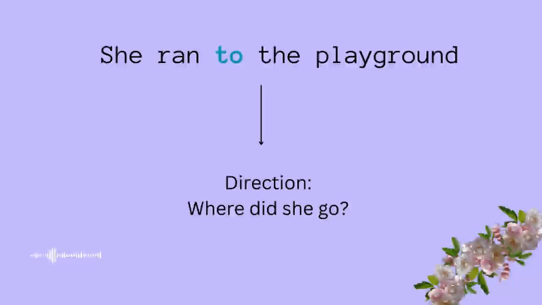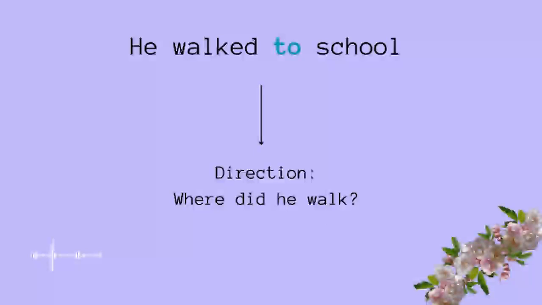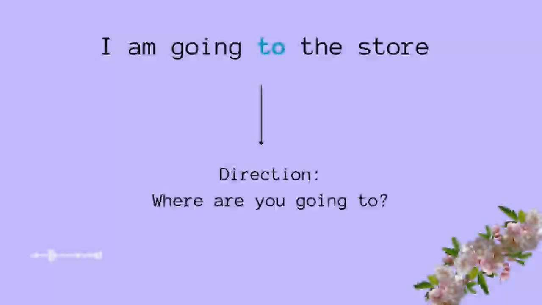Let's have a look at another example. He walked to school. So we are speaking about direction here. Where did he walk to? He walked to school. So when it comes to directions, you need to use to. Another example, I'm going to the store. We are speaking about direction, like, where are you going? I'm going to the store. Alright? So this is one way of using to in sentences.